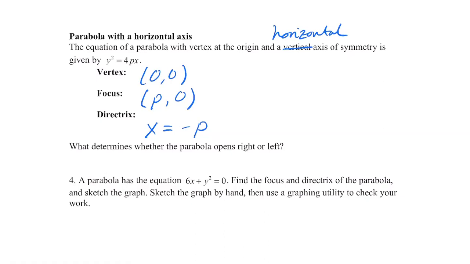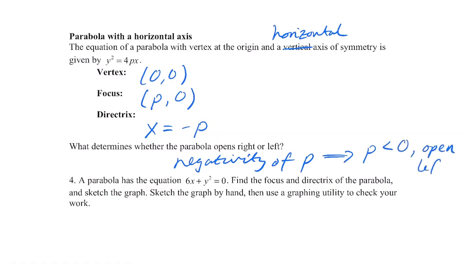Okay, what determines whether the parabola opens right or left? You may have guessed that it is again the negativity of p. And specifically, when p is less than 0, we open left. We would open towards the negative x-axis.